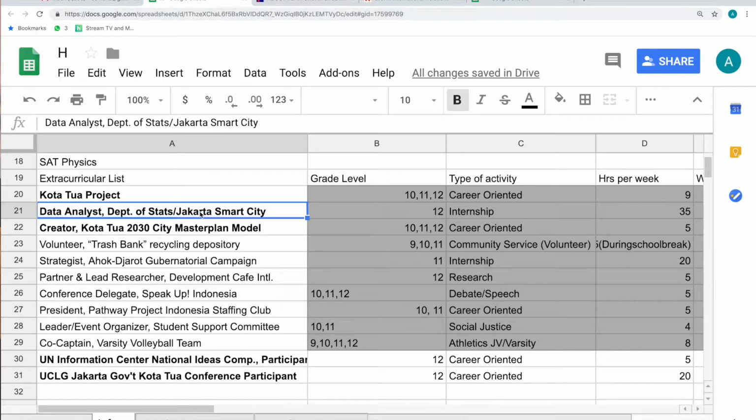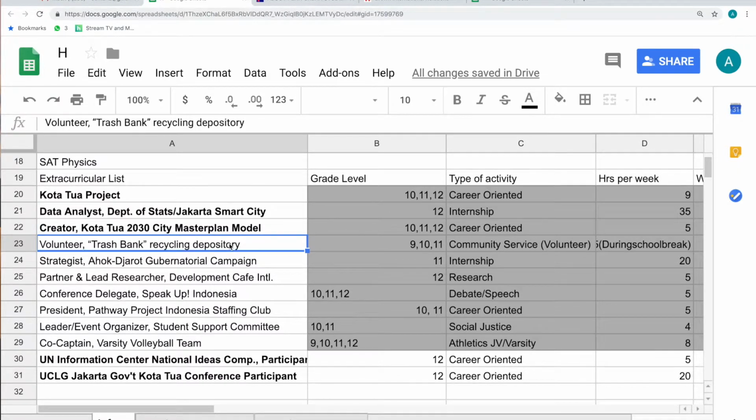He was also a data analyst at Jakarta Smart City, and he also created a model of what Kota Tua should look like in 2030. So he learned how to use software that would help him create what Kota Tua should look like. He created that, learning it independently. So that's already three things within his passion for the major.